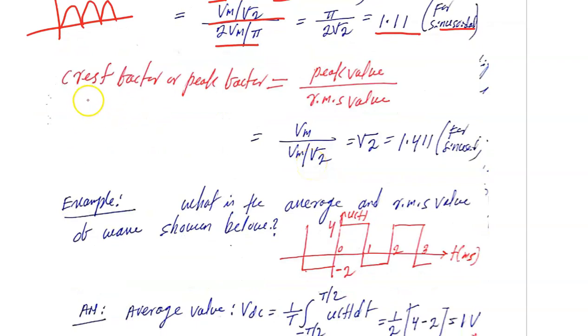Crest factor or peak factor is defined as peak value upon the RMS value. So for a sinusoidal wave, the peak value is Vm, the RMS value is Vm upon root 2, so it is root 2, 1.414.